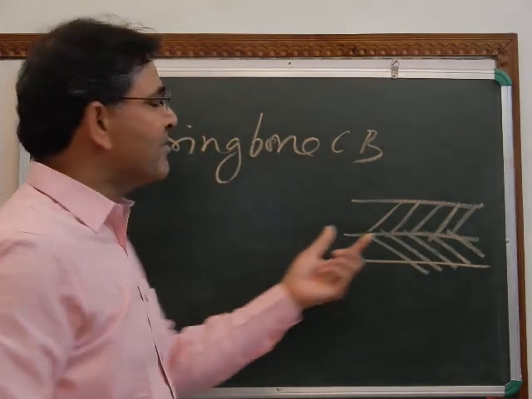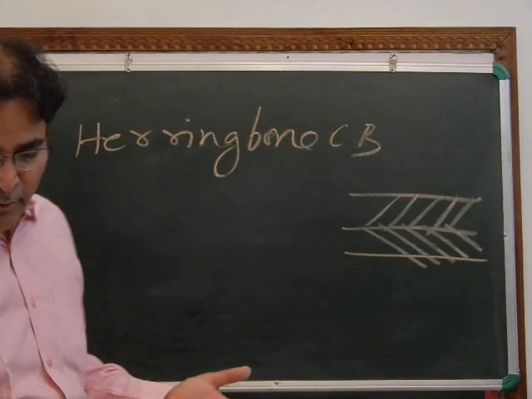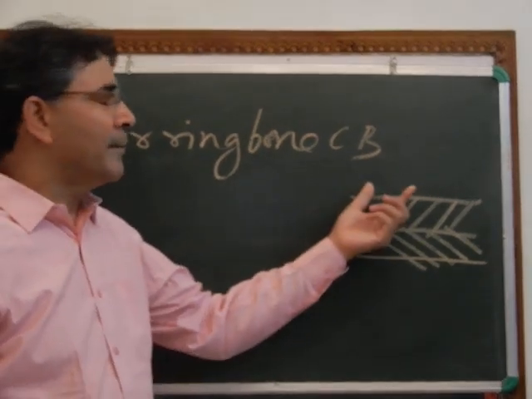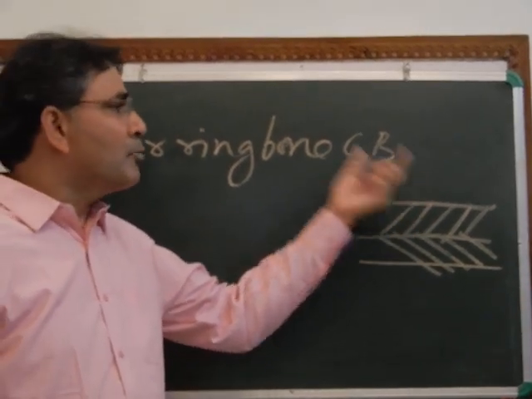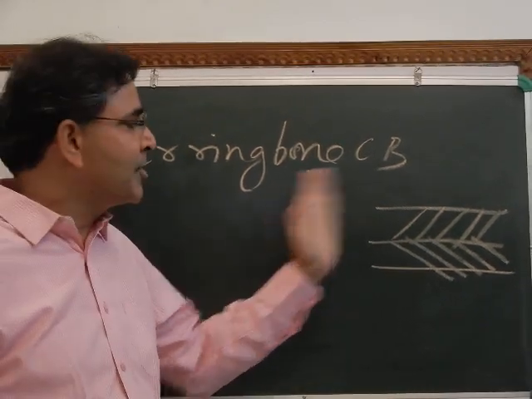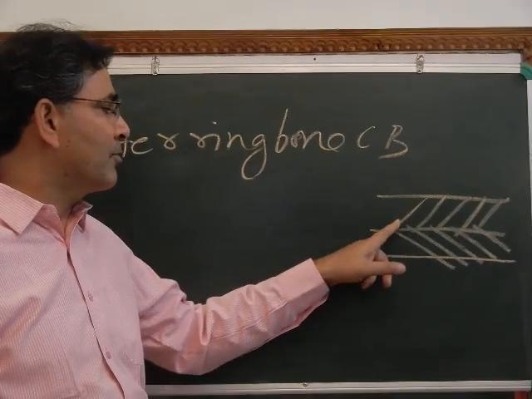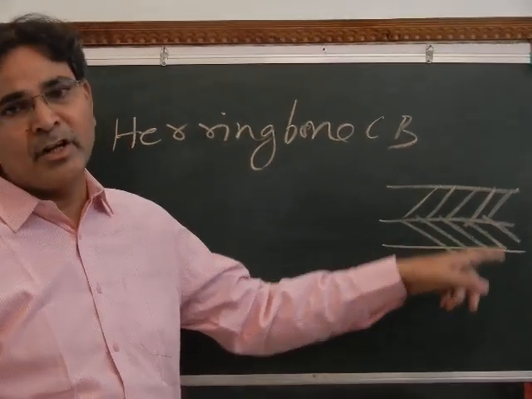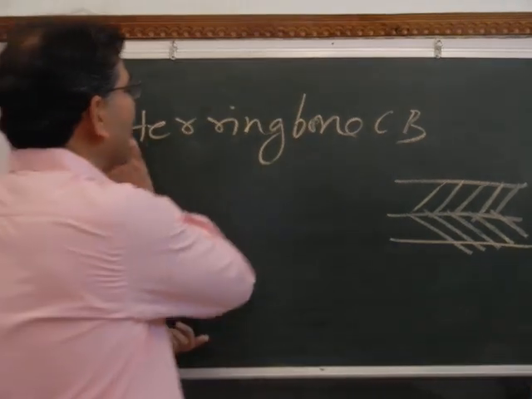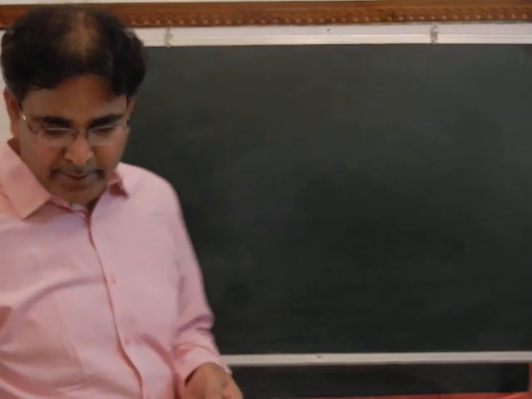It happens in the tidal situation where the direction of the responsible process which forms the foreset laminations keeps on changing from time to time, and that's why the foreset laminations suddenly reverse or change their direction. So herringbone cross bedding are typical characteristics of the tidal environment.